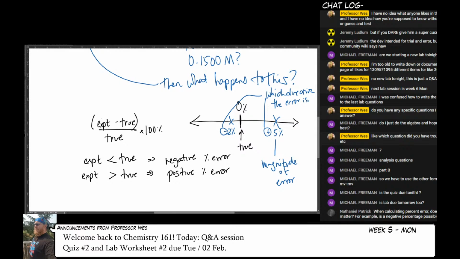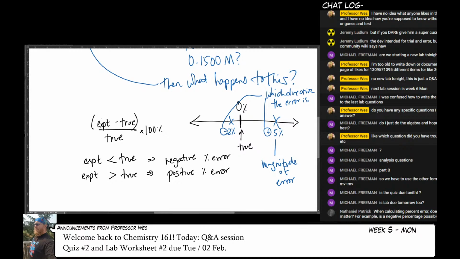So a negative 2% error would be closer to the correct answer than a positive 5% error. A negative percent error just means, oh, my answer was less than the correct answer. And a positive means my answer is larger than the correct answer. So since you get some information out of the sign, I say keep the sign.